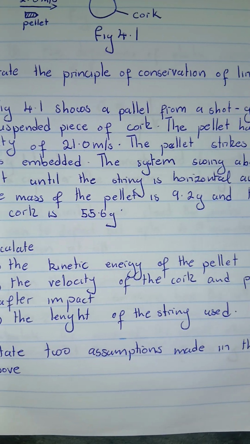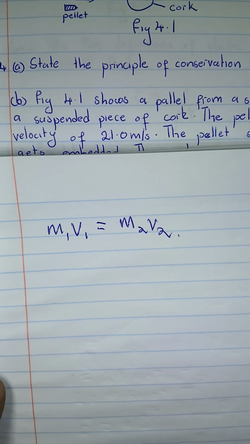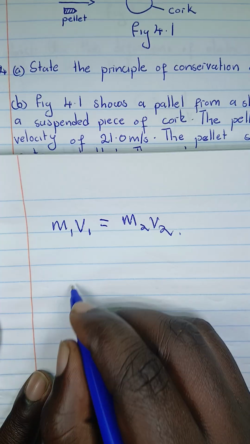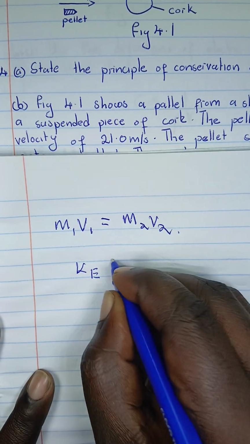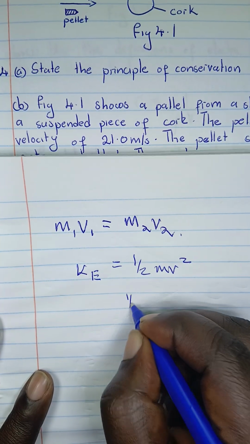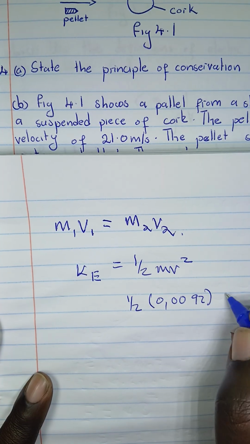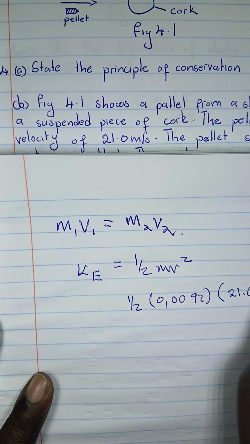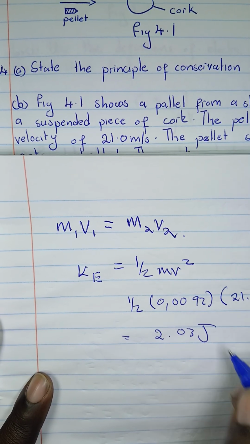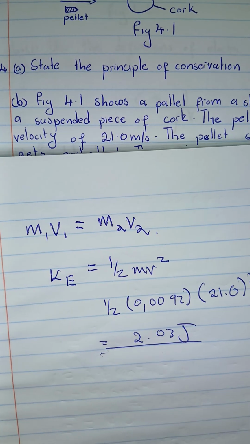Calculate the kinetic energy of the pellet. So EK is equal to half mv squared. That's going to be half, mass of the pellet, 0.0092, multiplied by the velocity of the pellet squared, which is going to be equal to 2.03 joules. So this is the kinetic energy of the pellet.